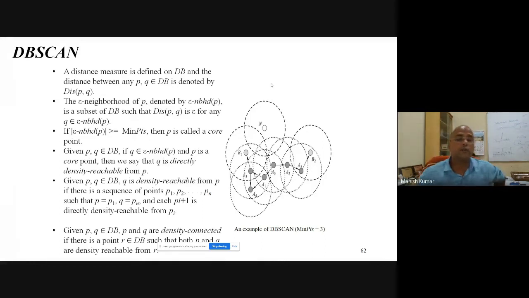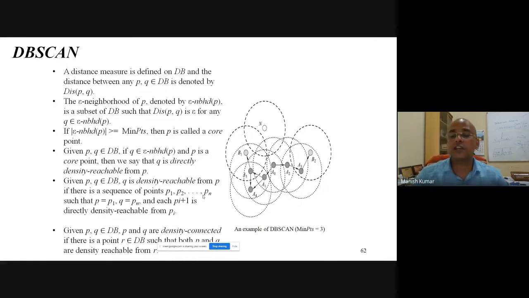Then we have the basics like density reachability. Given P and Q belonging to the data set, if Q belongs to the epsilon neighborhood of P and P is a core point, then we say that Q is directly density reachable from P. Now, Q is density reachable from P if there is a sequence of points P1, P2, up to Pn, such that P is P1 and Q is Pn, and each point Pi plus 1 is directly density reachable from Pi, then Q is density reachable from P.